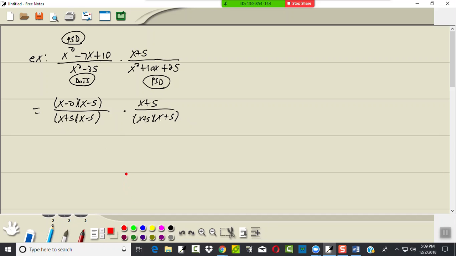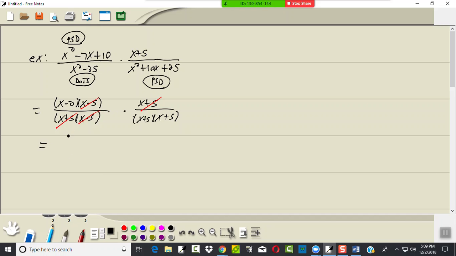Okay. Now cancel. Guideline is one's on top, one's on the bottom, they're the same. X minus 5, x minus 5. Those are the same. X plus 5, x plus 5. Those are the same. Again, one's on top, one's on the bottom, they're the same. Now these are the same, but they're both on the bottom, so I can't cancel there.